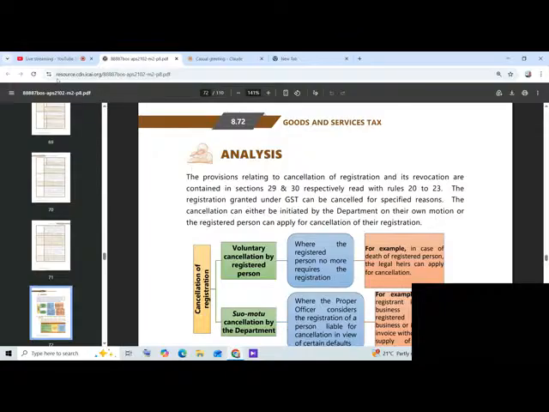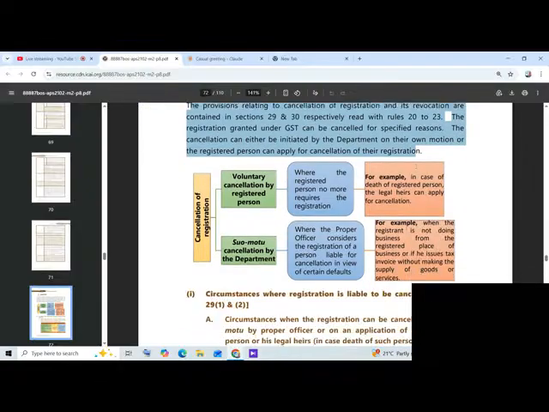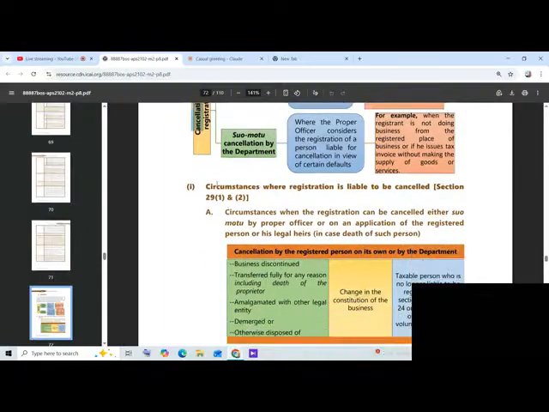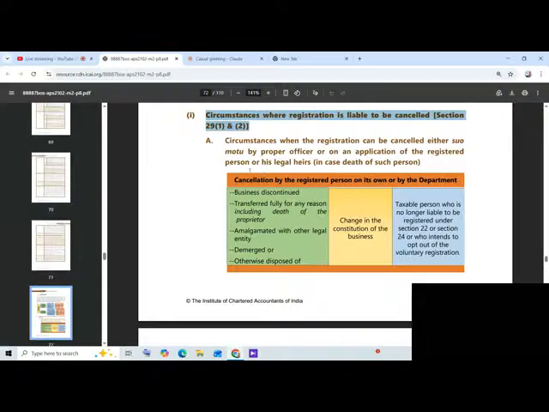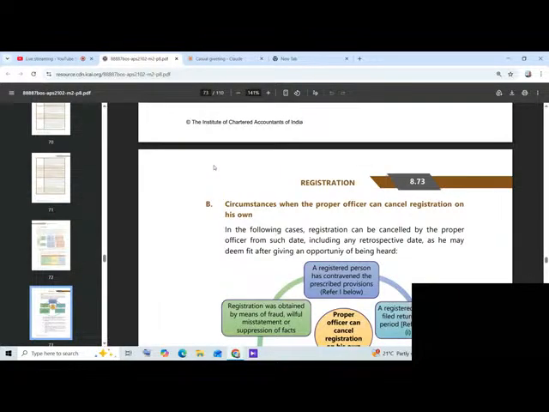The provisions relating to cancellation of registration and its revocation are contained in sections 29 and 30, respectively, read with rules 20 to 23. The registration granted under GST can be cancelled for specified reasons. The cancellation can either be initiated by the department on their own motion, or the registered person can apply for cancellation of the registration. Circumstances when registration is liable to be cancelled, sections 29(1) and 29(2).